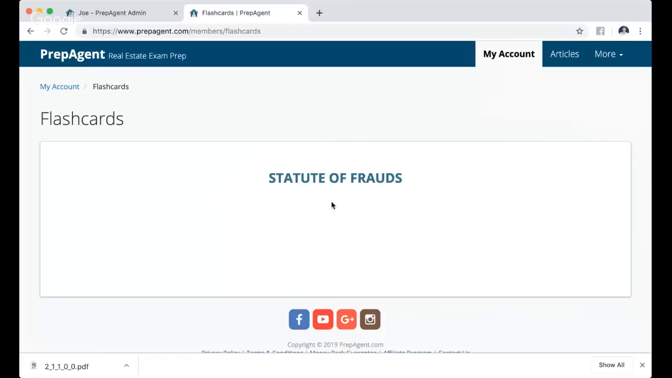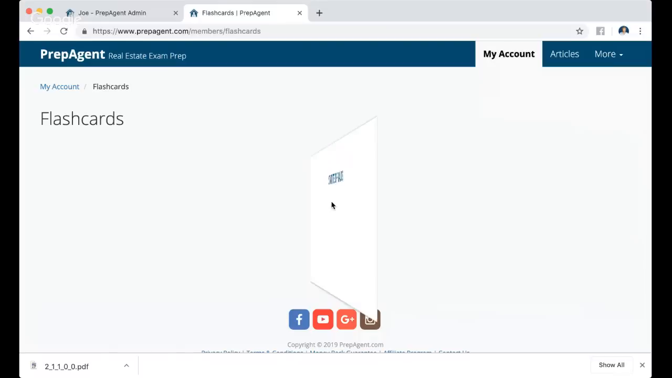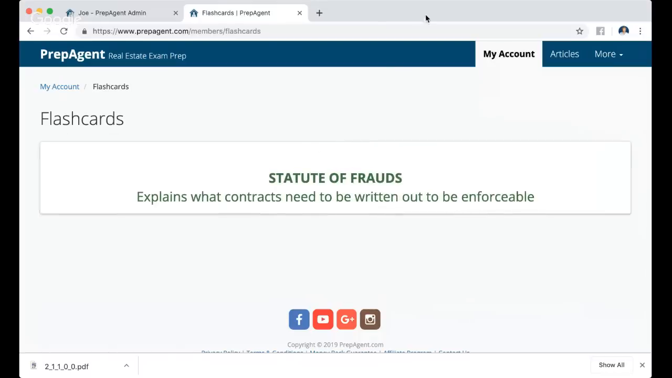Okay, statute of frauds. Statute of frauds. What do you guys think? Statute of fraud tells you what things must be in writing. Must be what is in writing. So this comes up when we talk about enforceable and unenforceable contracts, and I'll start with this.